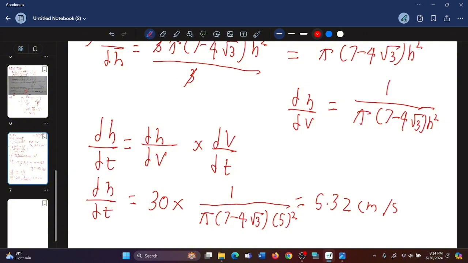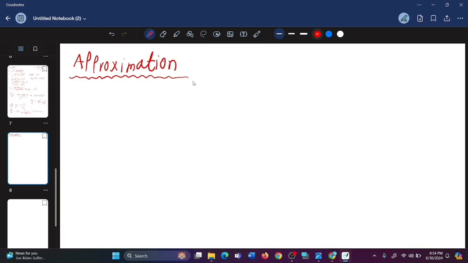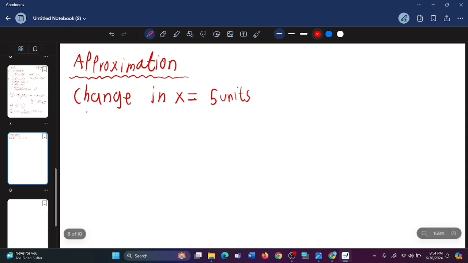Now let's move on to the second part of rate of change and approximation, that is approximation. Approximation is not a difficult topic. It's actually very easy. The main thing in approximation is whenever we have a change in something. For example, we have a change in x coordinate, let's say the change in x is 5 units. Then we are told to find the approximate change in y. If the change in x is 5 units, what will be the change in y?